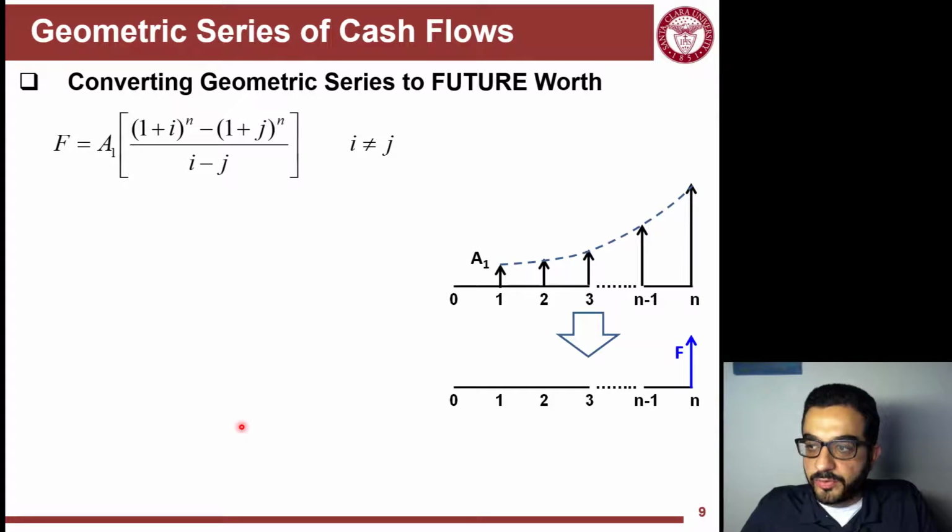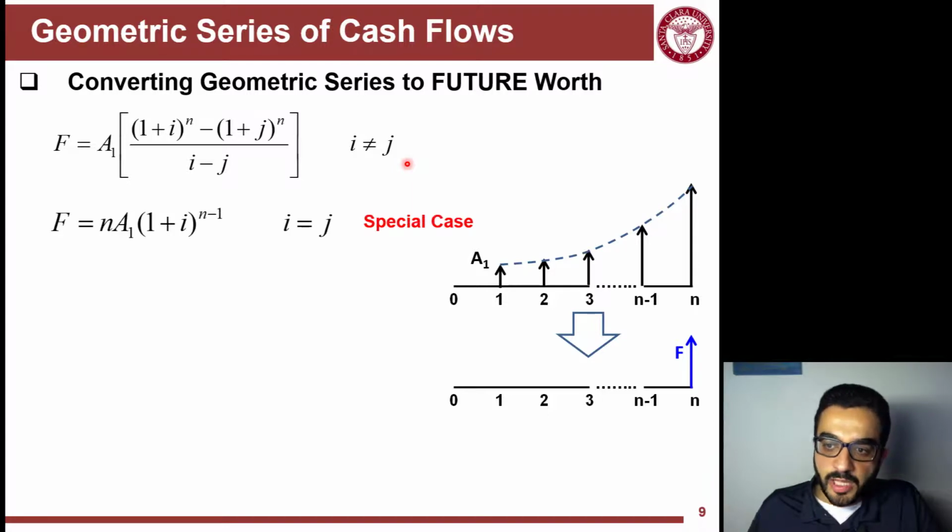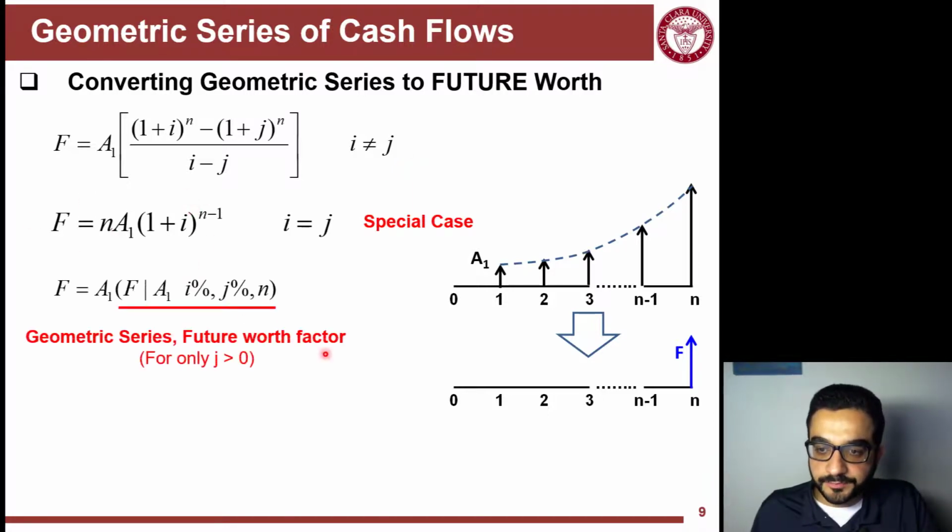I can also convert that geometric cash flow into a future worth. So this is the formula for it. F is equal to A1, representing the geometric, times this formula. It's only valid for I and J with no equal values. If they have equal values, then we will use this formula here. I can represent the factor, instead of the formula, as F given A1, I, J, and N.